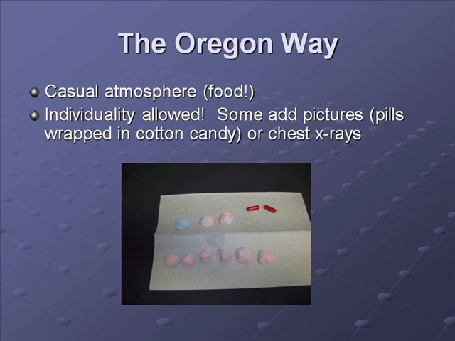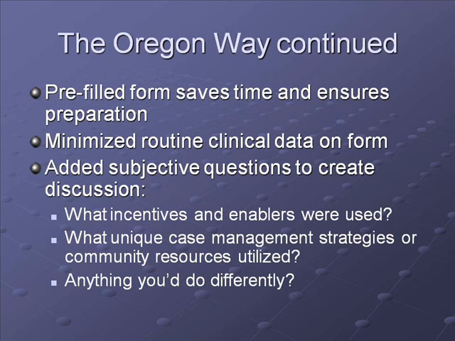So one of the things we did to overcome some of these barriers, especially the fear of presenting, is we try to encourage a more casual atmosphere. During the review, we have food. It's kind of mellow and casual. We also allow the nurse case managers to put in some individuality when they do the review. Sometimes they'll add pictures. For example, the one you see here is some pills wrapped in cotton candy that one of the nurses used to get a kid to take some medications. Or sometimes they'll put in a chest x-ray if it's unusual.